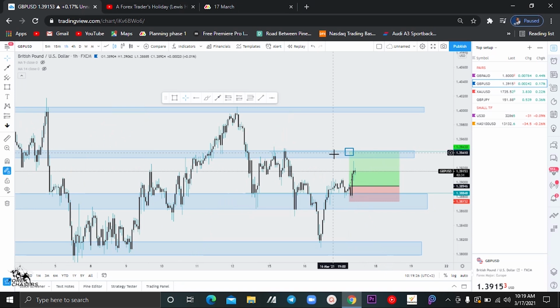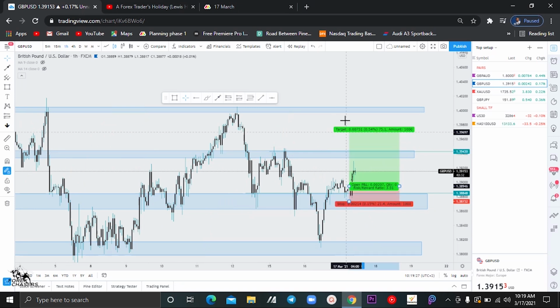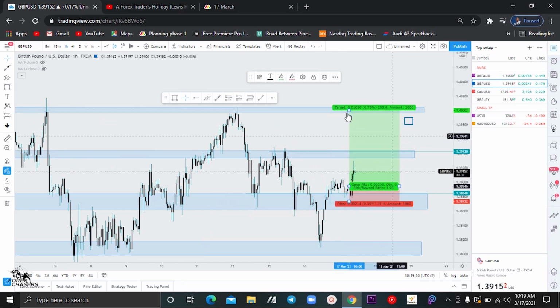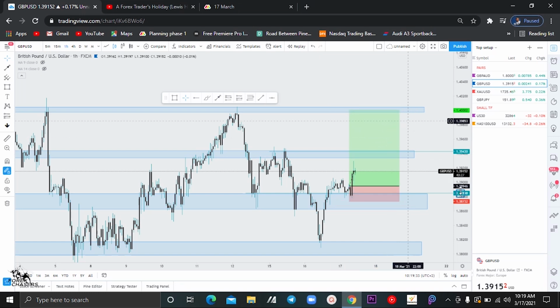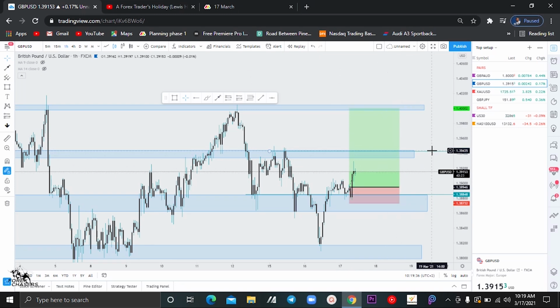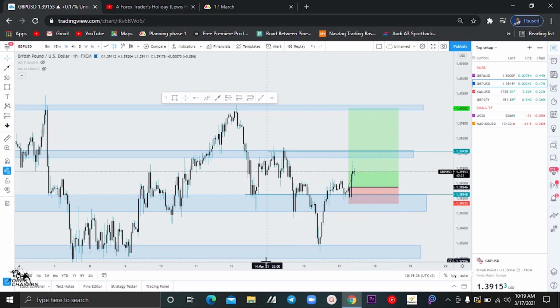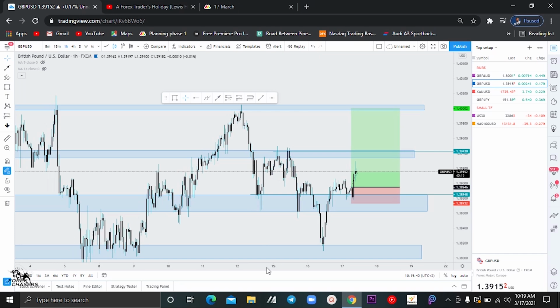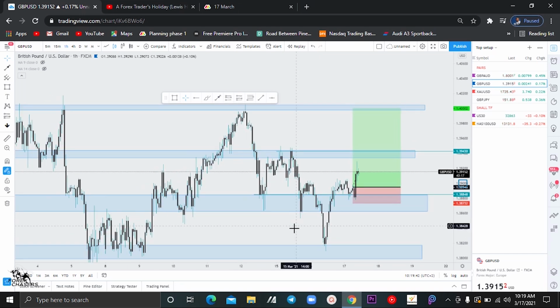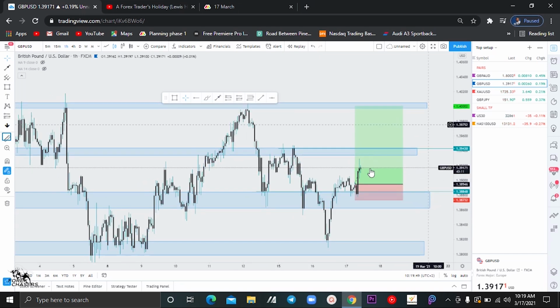So this is what I'm looking for, but there is still more potential for GU to push to the upside, probably giving us about 100 pips, 105 pips. So this move can happen like today or tomorrow, but it really won't take long because GU is very volatile. Yeah, it doesn't take long.